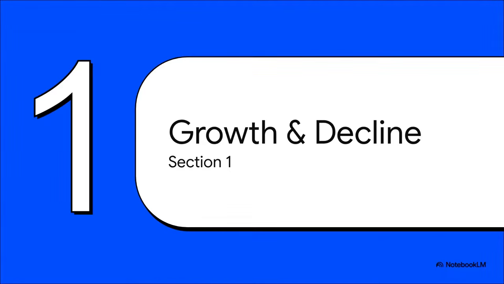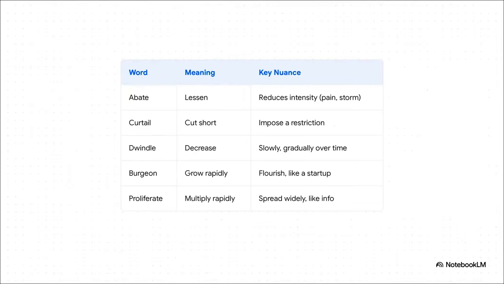Now, here's the secret for your exam. It's not enough to just know, oh, this means bigger, or this means smaller. The real points are in understanding the how, the specific nature of that change. Okay, take a look at the table. You see abate, curtail, and dwindle. They all mean things are going down, right? But the nuance is everything. Dwindle is that slow, gradual decrease. Think about your energy dwindling on a really long hike.